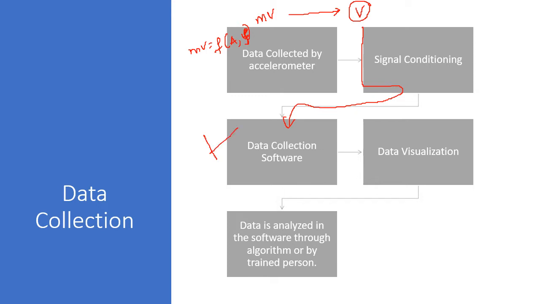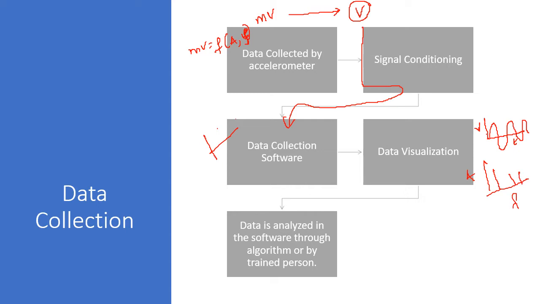where the data is stored in the database, and then from the database we can fetch the data to make some sort of data visualization. The data visualization can be in the form of time versus velocity or amplitude versus time, which can be like this, or we can have a spectrum view of amplitude versus frequency, where we can have a view like this.